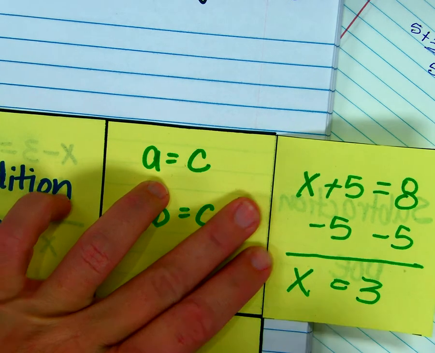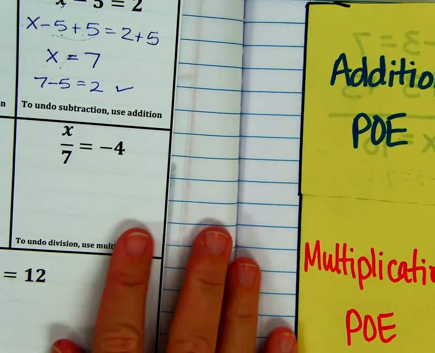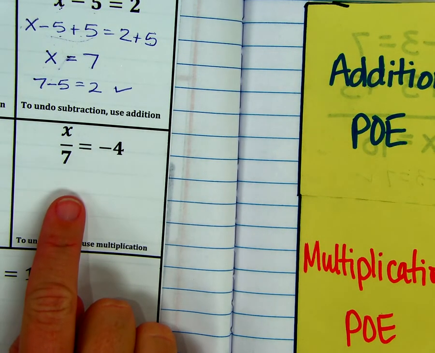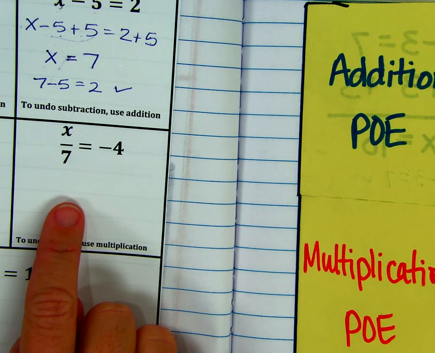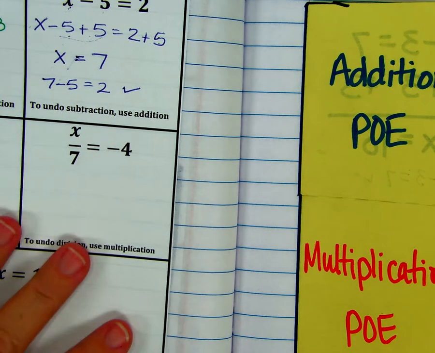Okay? Let's try multiplication. Using the multiplication property of equality, we look at a problem like this: x divided by 7 equals negative 4. And I want to, again, isolate the variable on the left side of the equal sign by itself. In order to do that, I have to use the multiplication property of equality. What that says is I can multiply both sides by the same number.